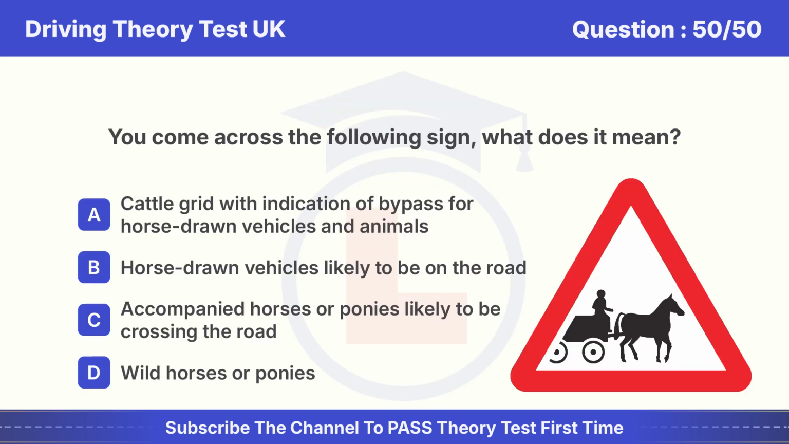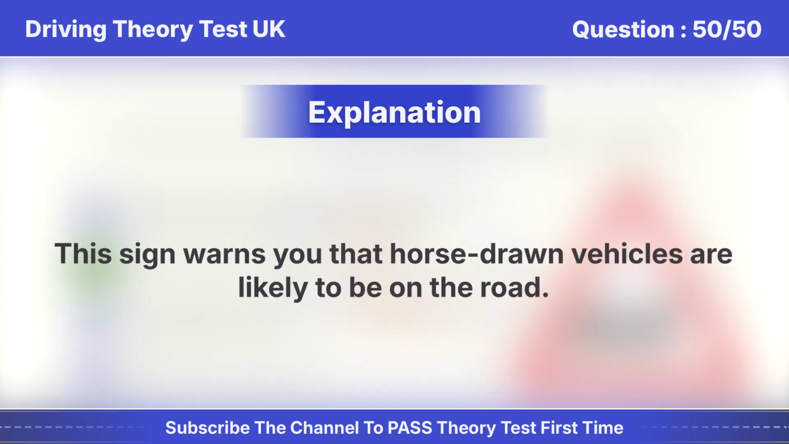Question 50. You come across the following sign. What does it mean? Answer is B. Horse-drawn vehicles likely to be on the road. This sign warns you that horse-drawn vehicles are likely to be on the road.